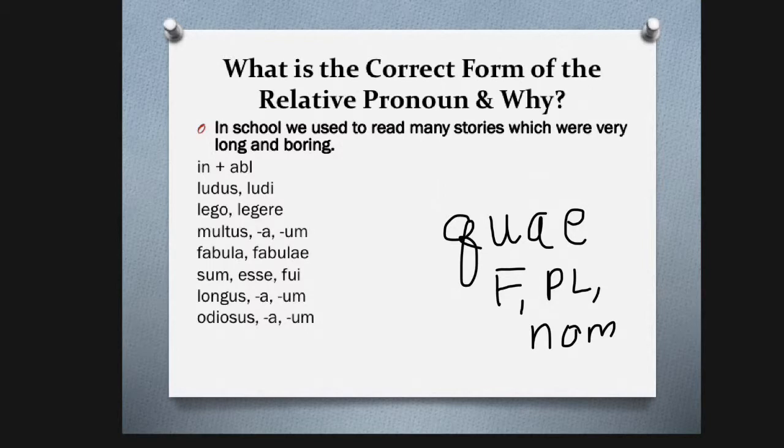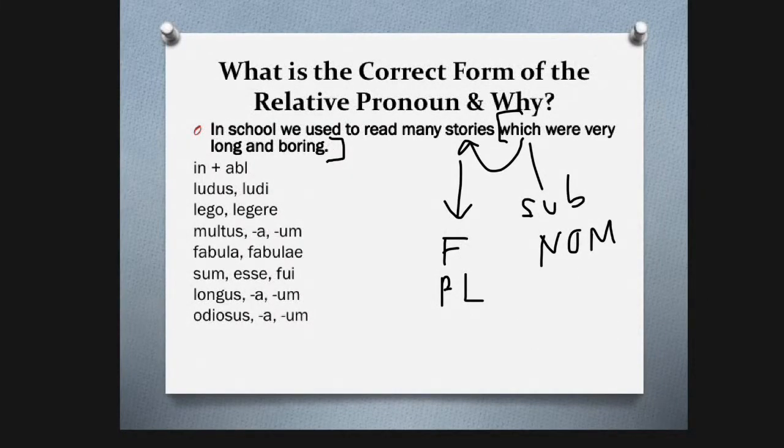If you said that the correct form of the relative pronoun is quae, congratulations, you're correct. Now, let's take a look at why quae is the correct form. The relative clause begins at "which" and ends with "boring." "Which" has as its antecedent stories, which is feminine and plural. This means that our relative pronoun must also be feminine and plural.